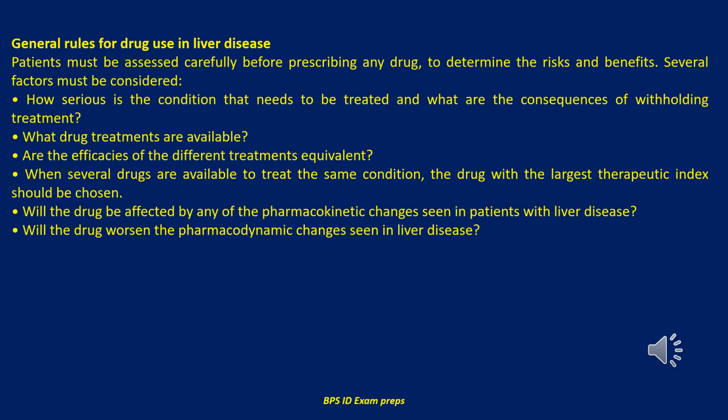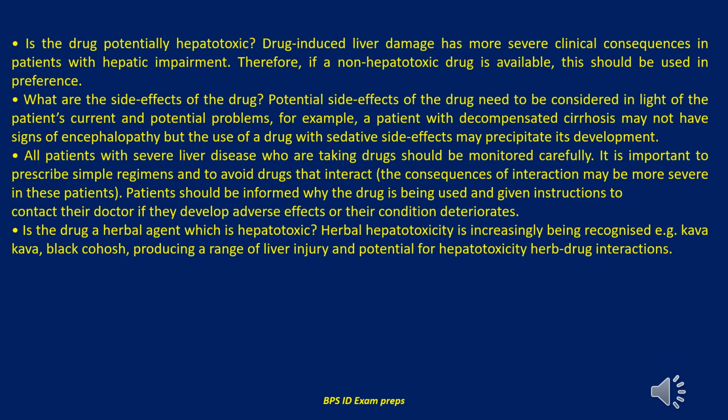6. Will the drug worsen the pharmacodynamic changes seen in liver disease? 7. Is the drug potentially hepatotoxic? Drug-induced liver damage has more severe clinical consequences in patients with hepatic impairment. Therefore, if a non-hepatotoxic drug is available, this should be used in preference. 8. What are the side effects of the drug? Potential side effects of the drug need to be considered in light of the patient's current and potential problems. For example, a patient with decompensated cirrhosis may not have signs of encephalopathy, but the use of a drug with sedative side effects may precipitate its development.